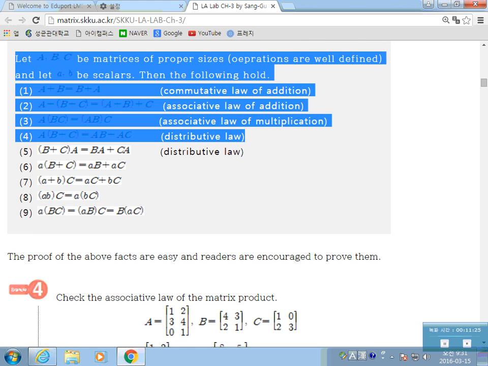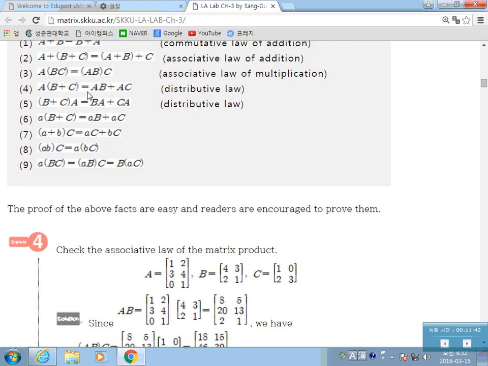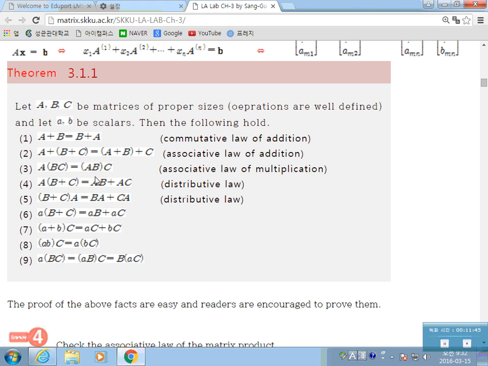What you have to do, when you claim two matrices are equal, is just show that the ij entry of this matrix is the same as the ij entry of this matrix. Isn't it? That's all you have to show, because the sizes of those two matrices are the same. When you have equalities like this, all you have to show is that the ij entry of the matrix on the left-hand side is the same as the ij entry of the matrix on the right-hand side. That's all you have to show.